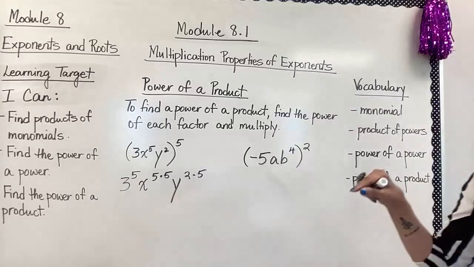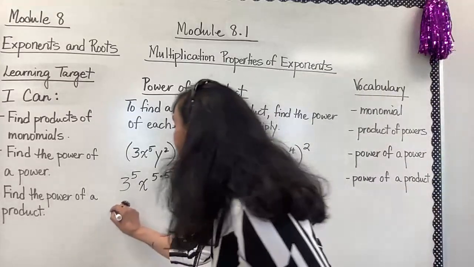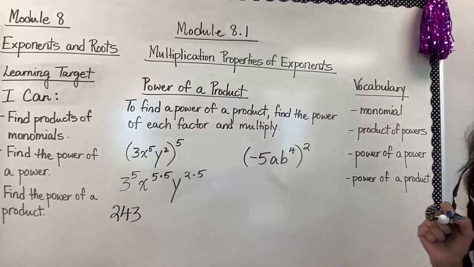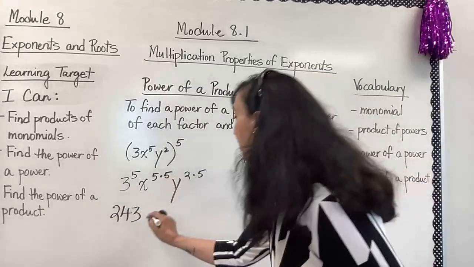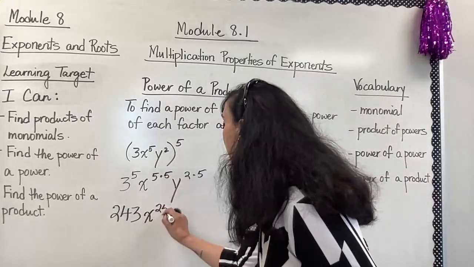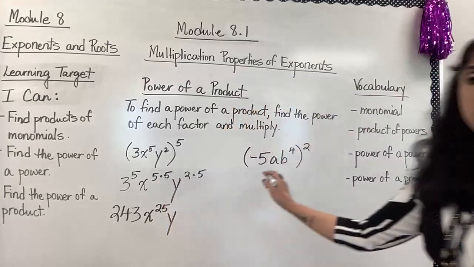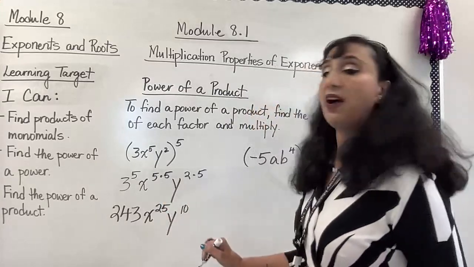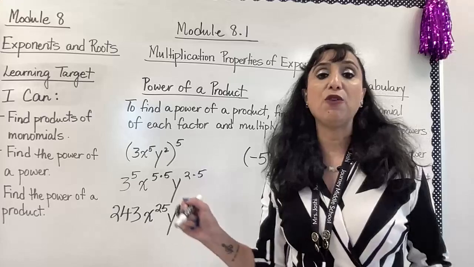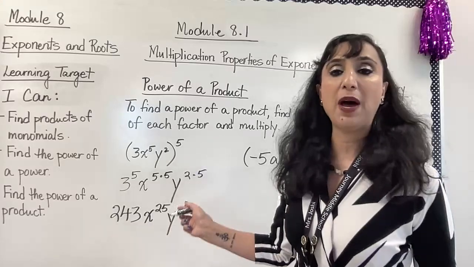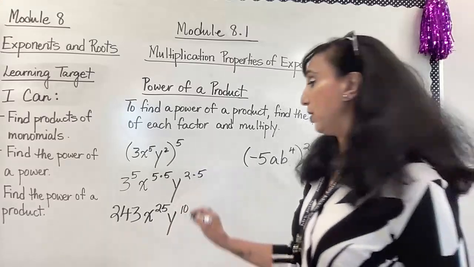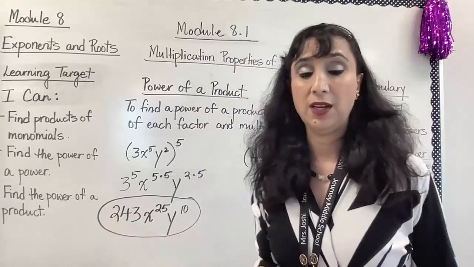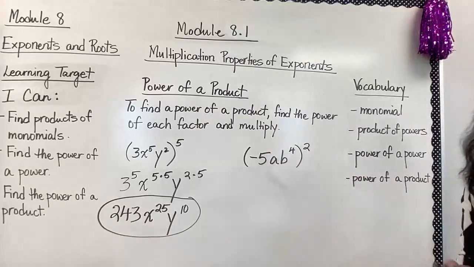Okay, so when I do that, I'm going to get 243. And then I have x, and what is 5 times 5? That gives me 25. And y, 2 times 5 is going to give me 10. So I just simplified this. And I got 243, x to the 25th power, y to the 10th power. And here is my simplified version. Okay, let's do this one.